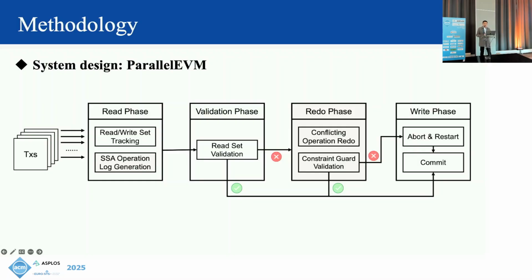In the validation phase, we serially verify the transaction's read set against the latest committed states following the preset transaction order. If a transaction passes validation, it proceeds to commit. Otherwise, it is forwarded to the redo phase. Instead of aborting the whole transaction, we identify and re-execute only conflicting operations using the SSA operation logs. If all constraints are satisfied during redo, the updated execution result is also committed. Otherwise, the transaction is aborted and restarted from scratch.